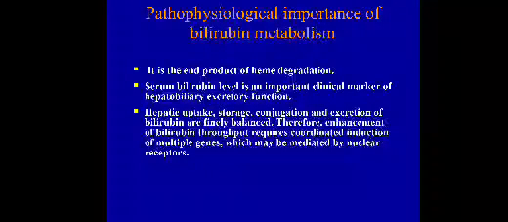Bilirubin is the end product of heme degradation. Serum bilirubin level is an important clinical marker of hepatobiliary excretory functions. Hepatic uptake, storage, conjugation, and excretion of bilirubin are finely balanced. Therefore, enhancement of bilirubin throughput requires coordinated induction of multiple genes, which may be mediated by nuclear receptors.